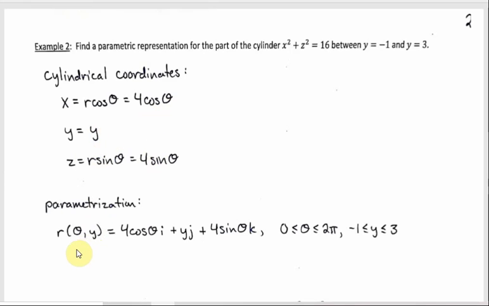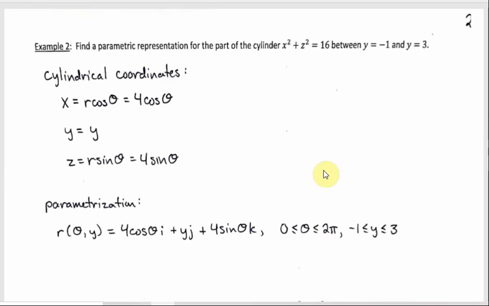And then if I write out the surface with r of theta and y, then here's x, here's y, here's z. And then theta is going to go from 0 to 2 pi because we need to get all the way around the cylinder. Right? It's not like half a cylinder or anything. We've got to get the whole thing.